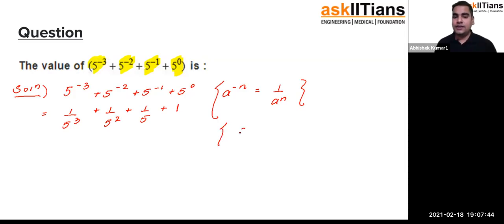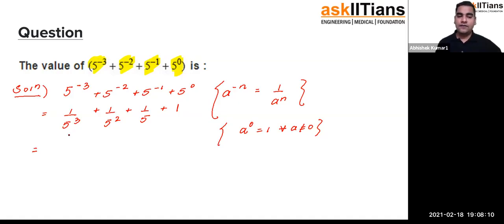Always remember that a raised to the power 0 is always equal to 1 for all a that is not equal to 0. That means if you are having any non-zero value of a and you raise it to 0, the answer will always be 1. Excluding 0 raised to the power 0, if the power is 0, the answer would always be 1. Without hesitation, go for that. Okay. Now what do you have?